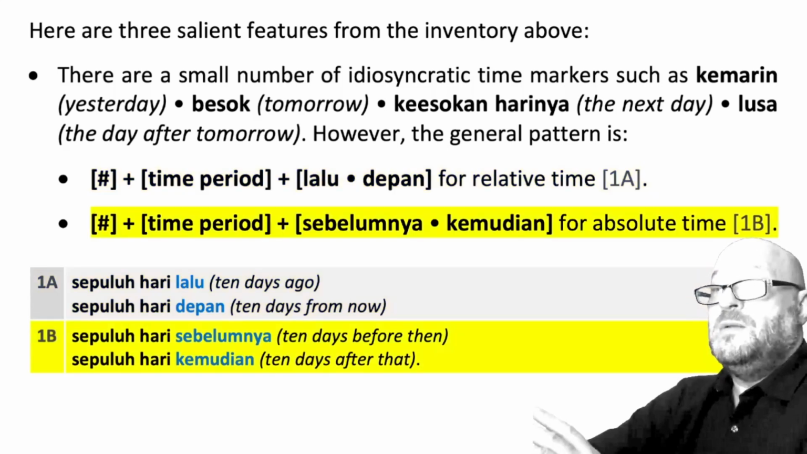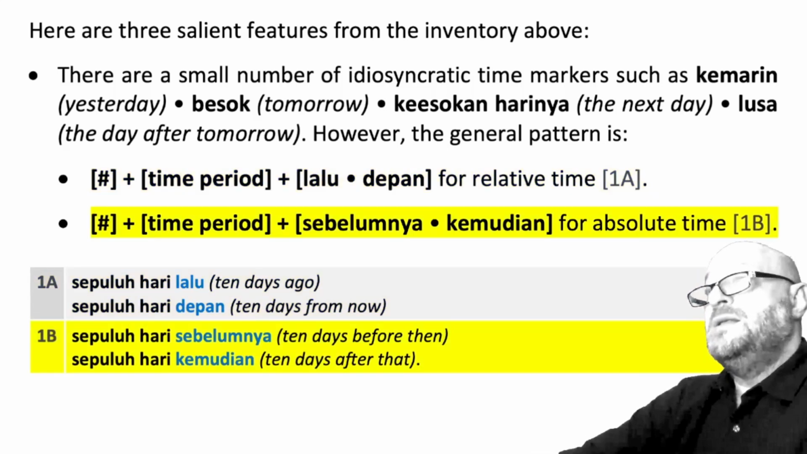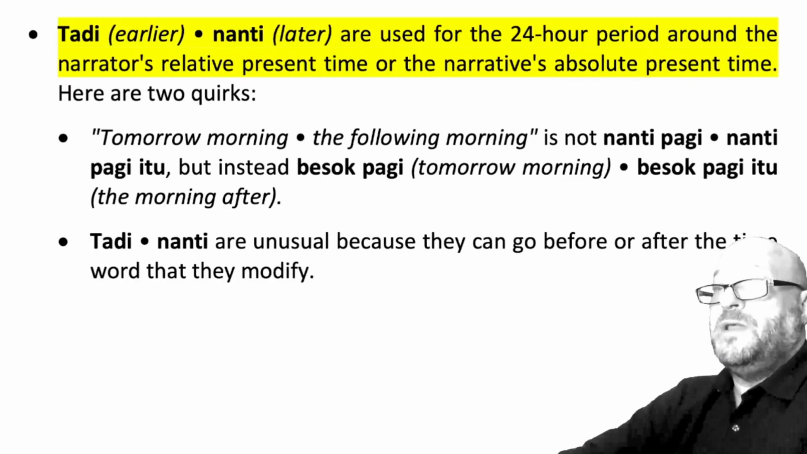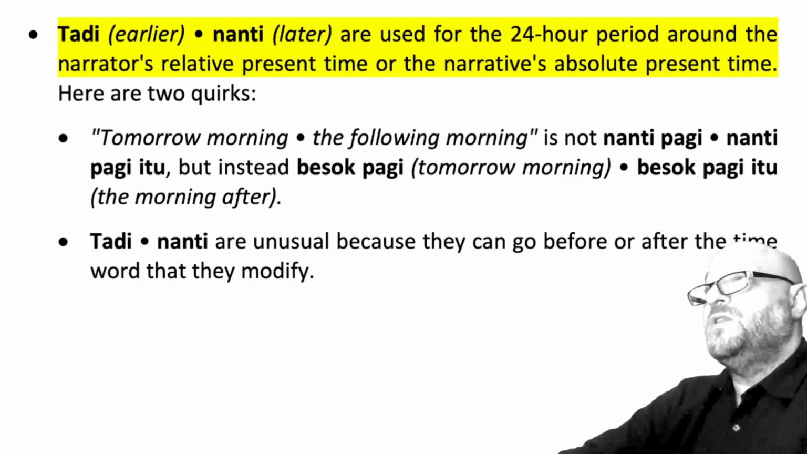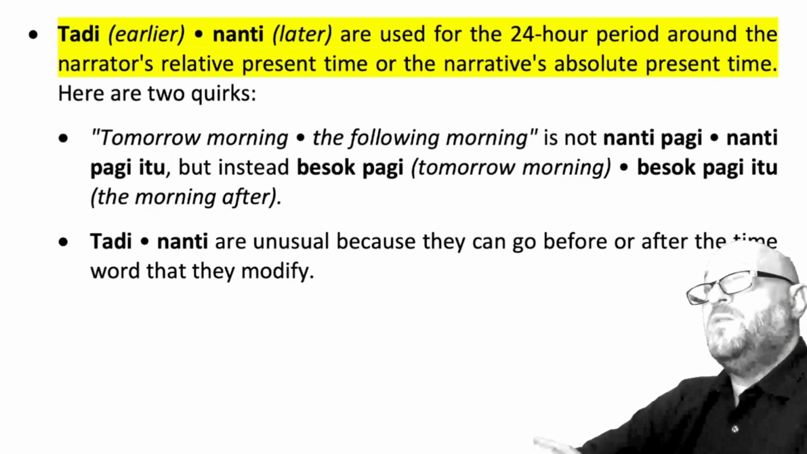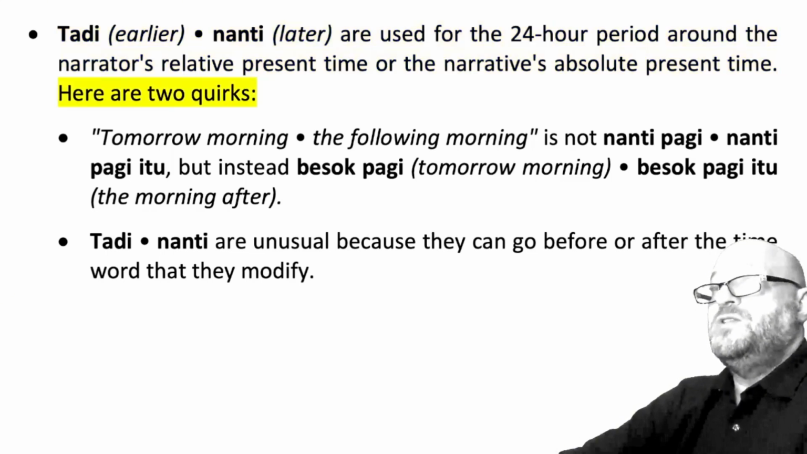And the pattern number time period sebelumnya or kemudian for absolute time. Example 1b, 10 hari sebelumnya, 10 days before then. Tadi, earlier, nanti, later, are used for the 24-hour period around the narrator's relative present time or the narrative's absolute present time. Here are 2 quirks.